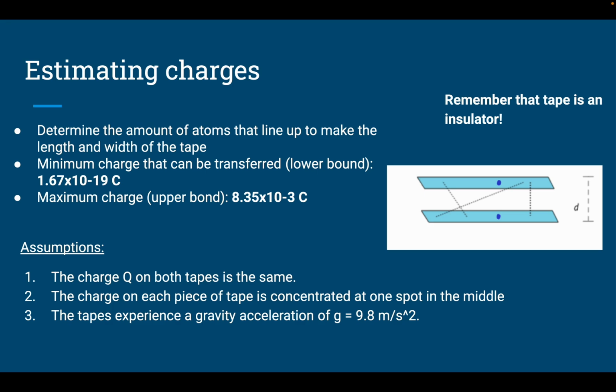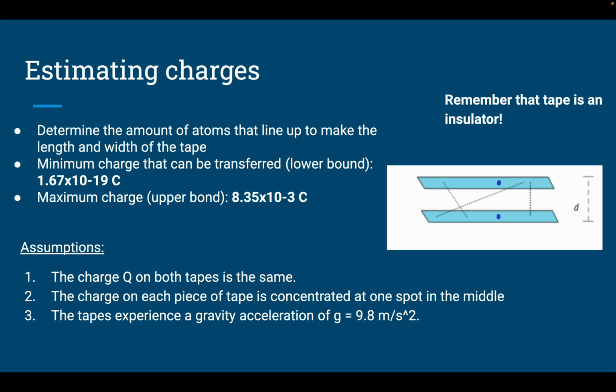By measuring the length and width of the tape, which was 20 centimeters for the length and 1.9 centimeters for the width, we then calculated the amount of atoms that could fit in that length. Our results, as we saw on the previous slide, were within the lower and upper bound. Our charge was within this charge in coulombs, meaning that the amount of electrons that the tape lost was pretty accurate.